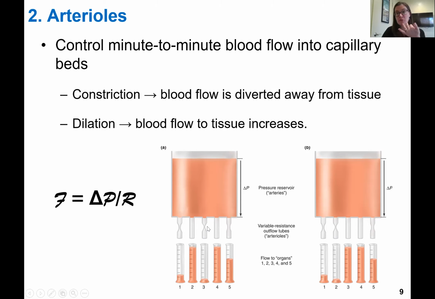Remember, if we have more vasoconstriction, we have more resistance and our flow will decrease because the flow is going to be inversely proportional to the resistance. So more resistance, less flow, less overall volume of blood would get to that organ. If we have fully vasodilated, low resistance vessels, we're going to have lots of blood go into them. And so the flow is going to be high, the volume is going to be high.